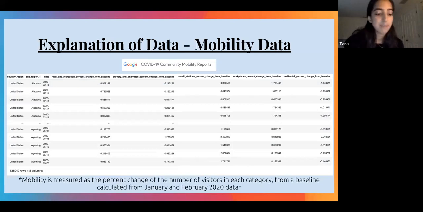And the baseline numbers are the median value of visitors in each of these places from January 1st to February 6th, 2020, and they're adjusted by the day of the week. So in this data set, there's a row for each region of each of the 50 states and DC from February 15th to the beginning of September. And I've condensed the data in this image so that there's only one row per state per day.